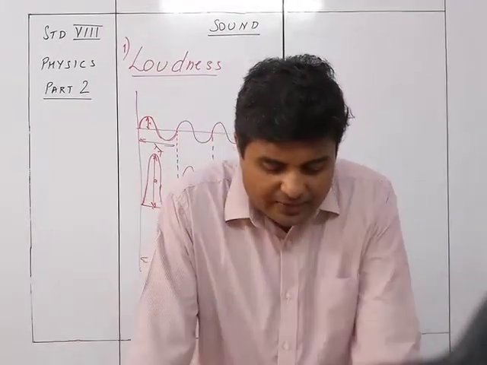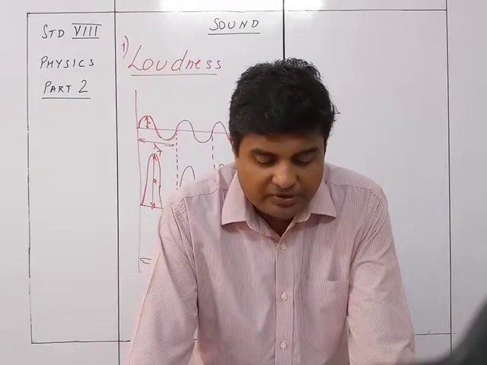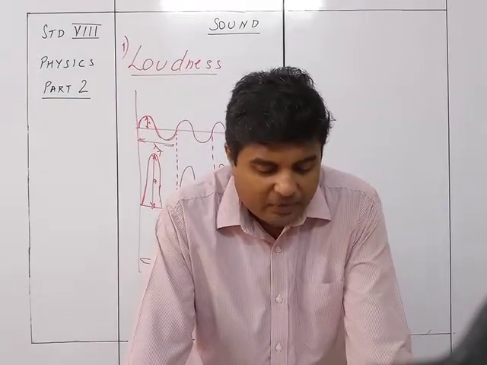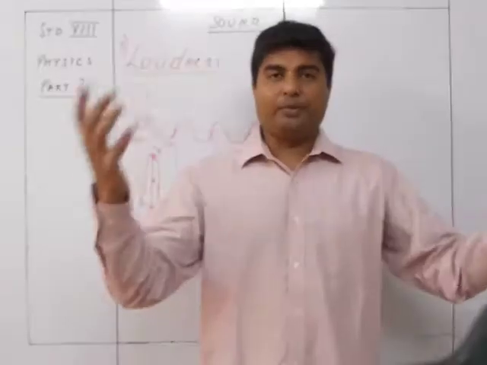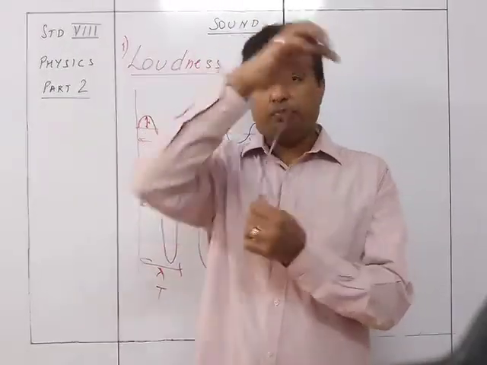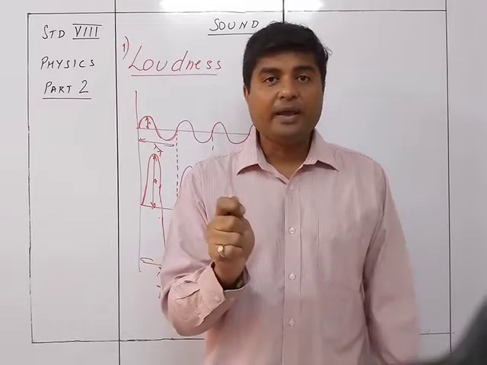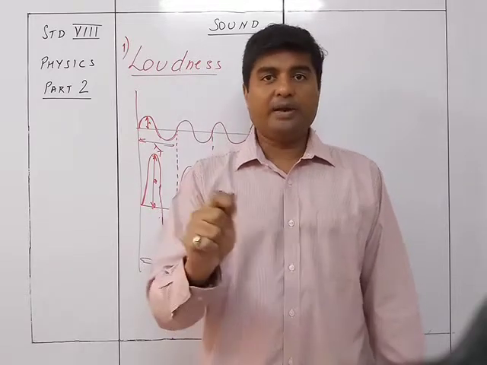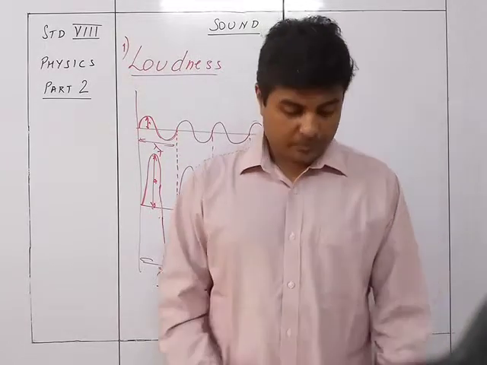The loudness of the sound depends on the amplitude of vibration of the vibrating body producing the sound. Greater the amplitude of vibration, louder is the sound produced. So the greater the amplitude, the greater the sound. If I am having this thing, and if it is more and more, the sound produced will definitely be more. This one will produce less sound and this one will produce more sound, because the amplitude is more.